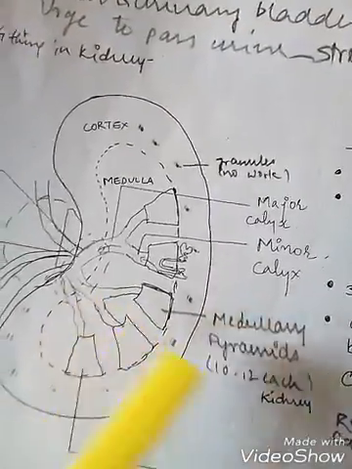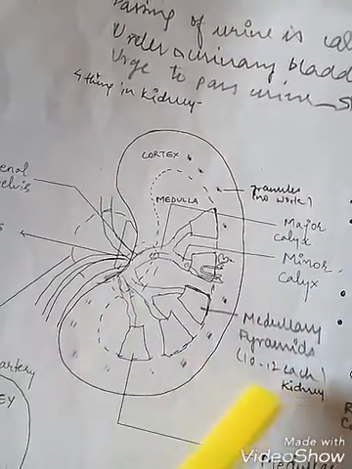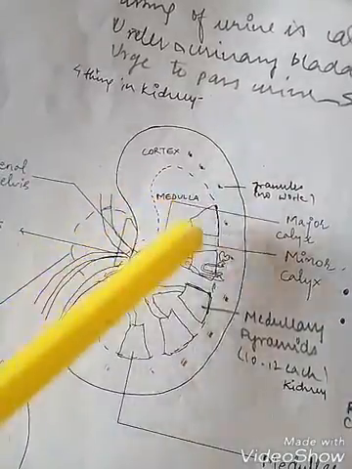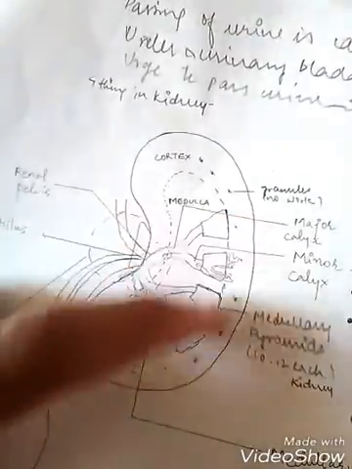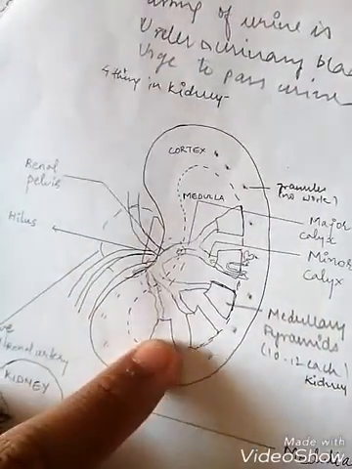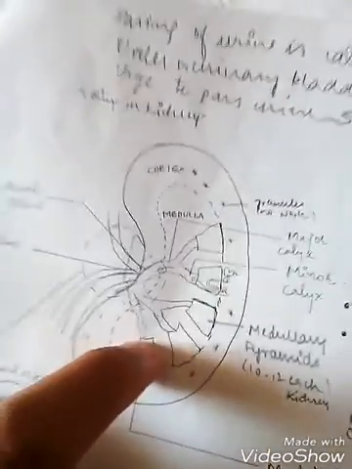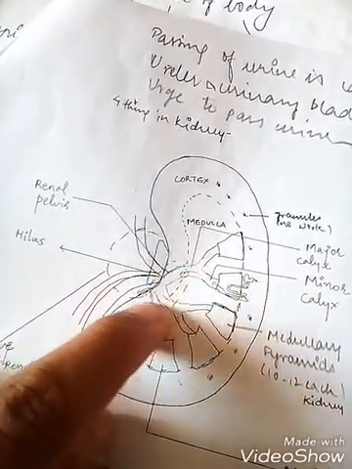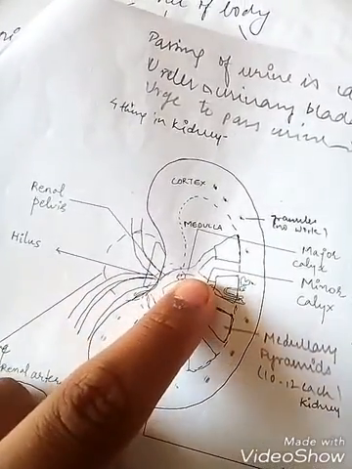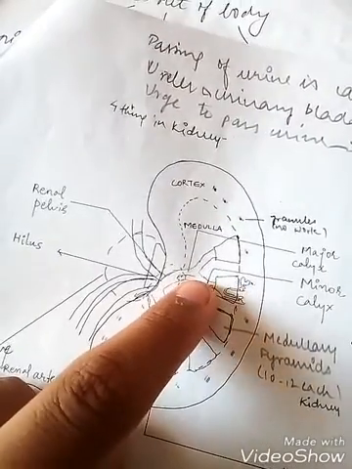These are called renal pyramids, medullary pyramids. Sorry, there are 10 to 12 in each kidney. Now, all these pyramids are attached, obviously. They are attached with these branch-like things, and these branch-like things are nothing but minor calyx.